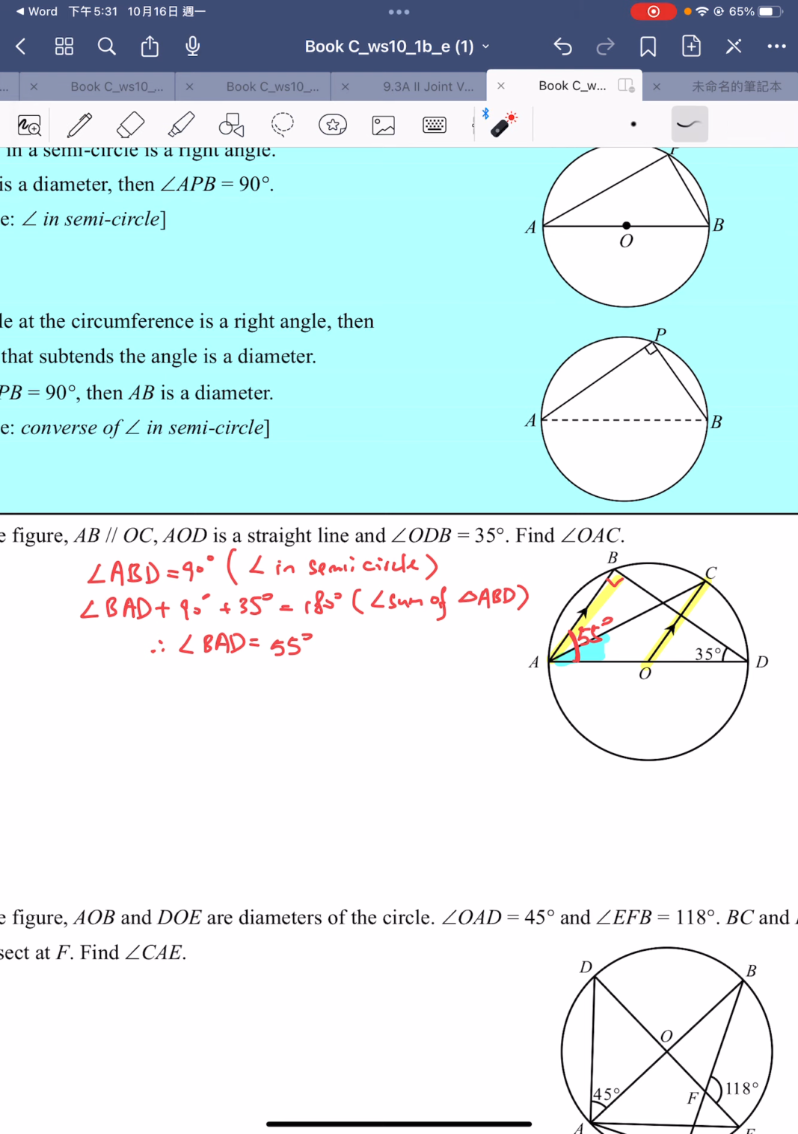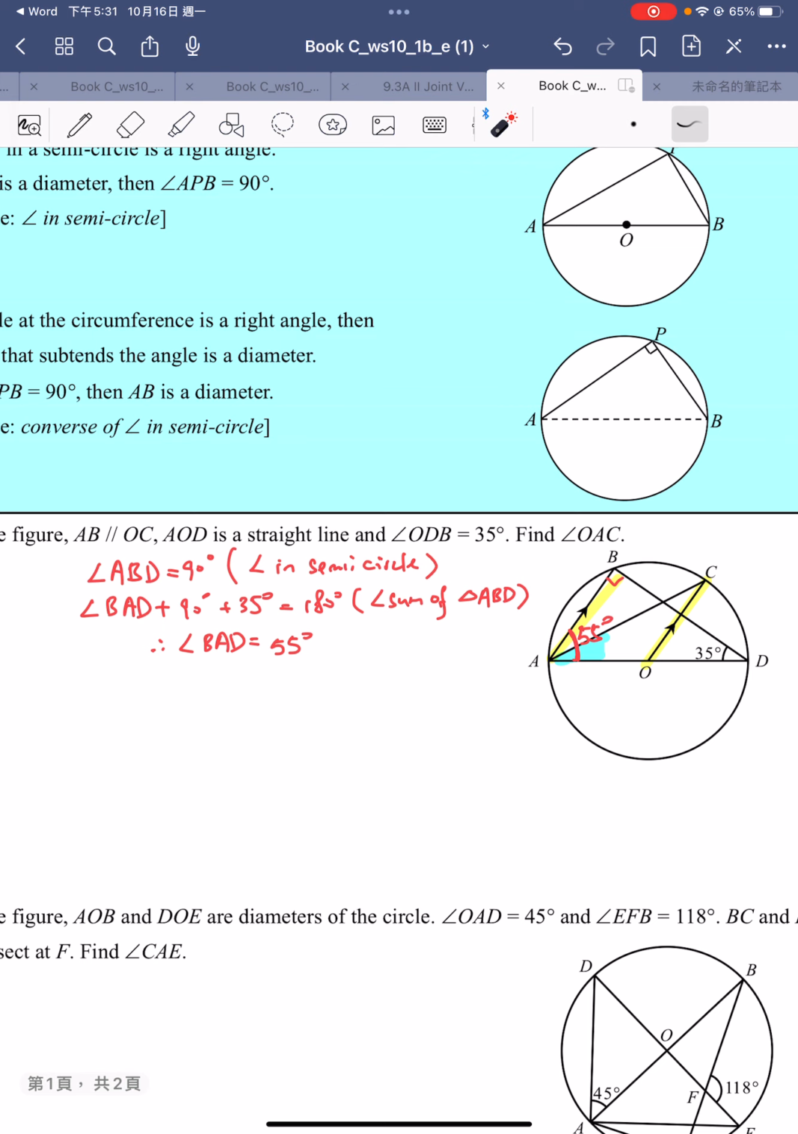Now, we just want to find the size of the blue angle, which means that if we can find the smaller part, like the angle BAC, then we can work out the blue part. So how can we do the rest? First of all, this is OA and this is OC, so OA is equal to OC because they are radii. So we write down OA is equal to OC, which are radii.